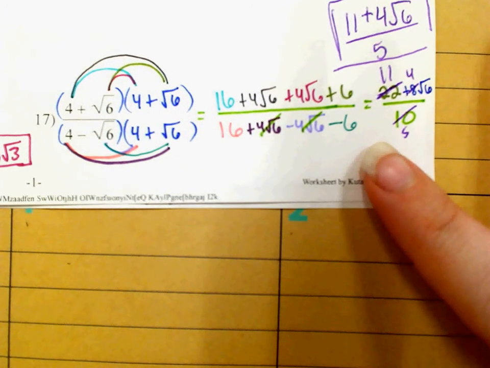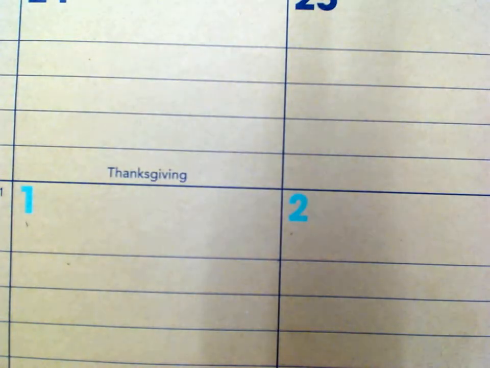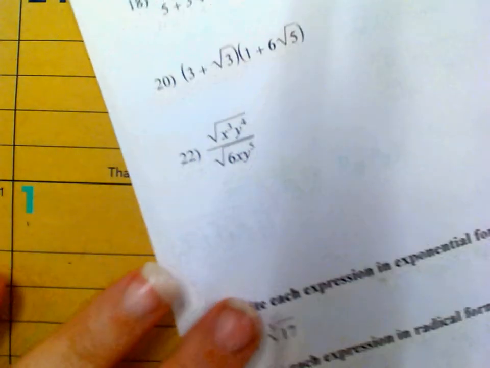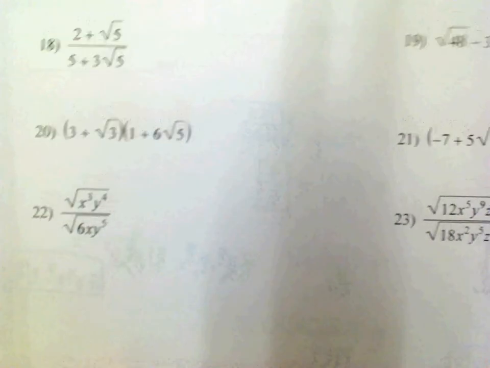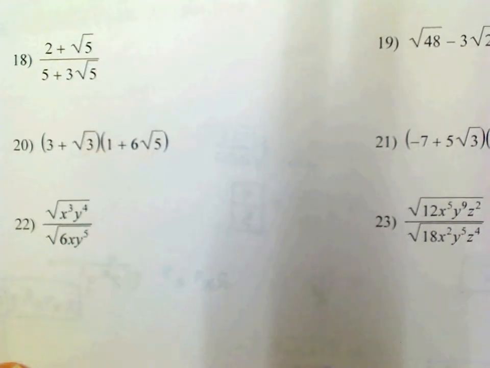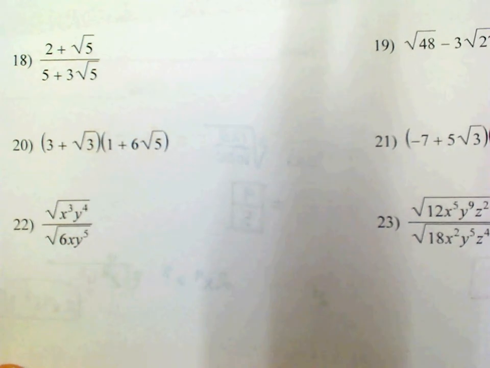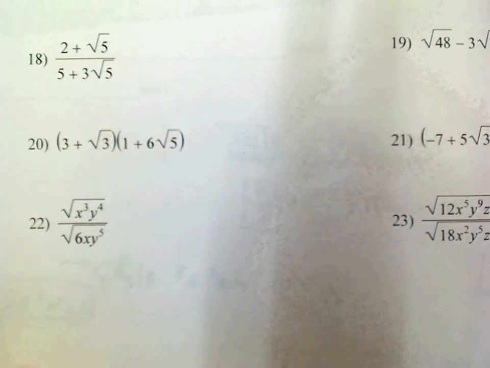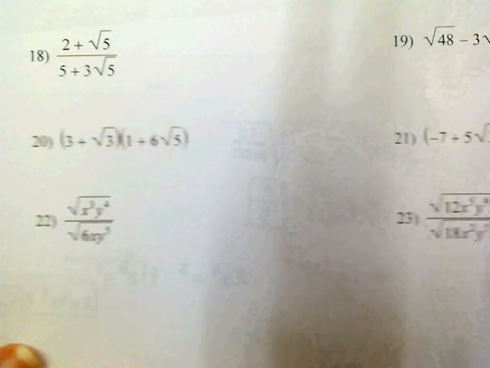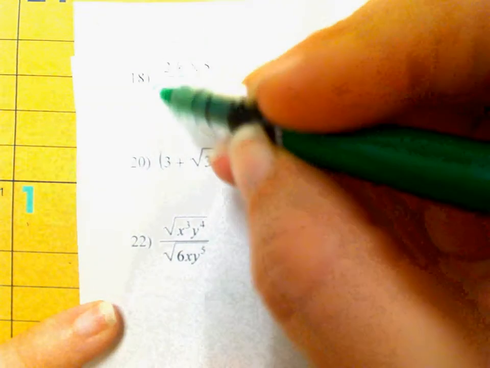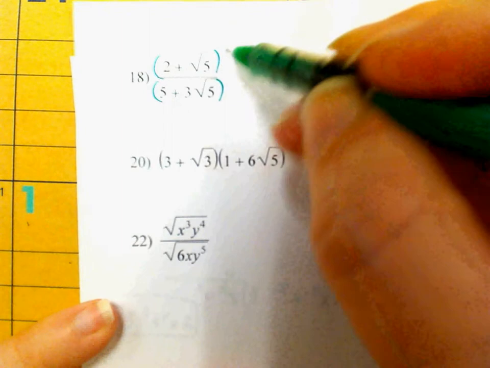Number 18. Again, I need to multiply by the conjugate of the denominator. So, let's go ahead and do that. To make it no longer have an irrational number in the denominator, I've got 5 minus 3 square roots of 5 in both the numerator and denominator.